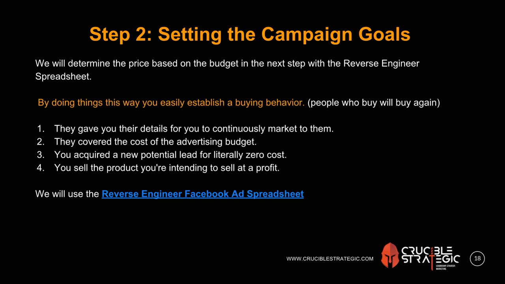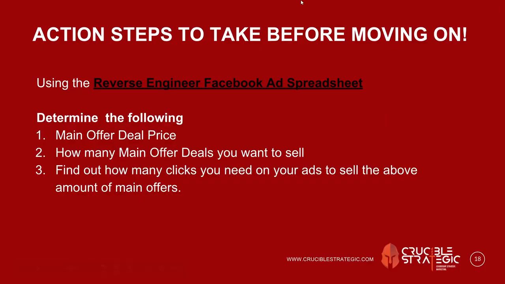And now you can sell the product that you're intending to sell at a profit, okay? And we're going to use the reverse engineer Facebook ad spreadsheet for this. And you'll get that here in the PDF download. Action steps now for this before moving on is you're going to reverse engineer the Facebook ad spreadsheet.